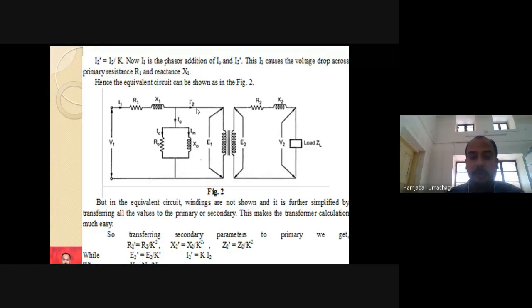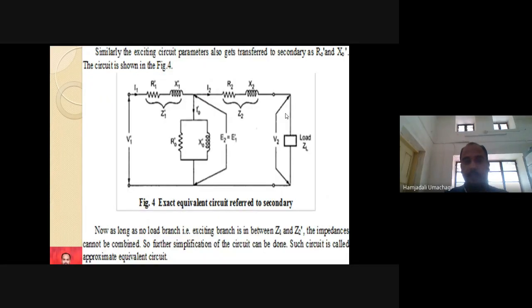This will become I2 by K, I0 by K, IC by K, IM by K, R0 into K square, X0 into K square, and this will be E1 into K. And if I transfer all these things from primary to secondary, my modified circuit diagram will be the equivalent circuit referred to the secondary side.